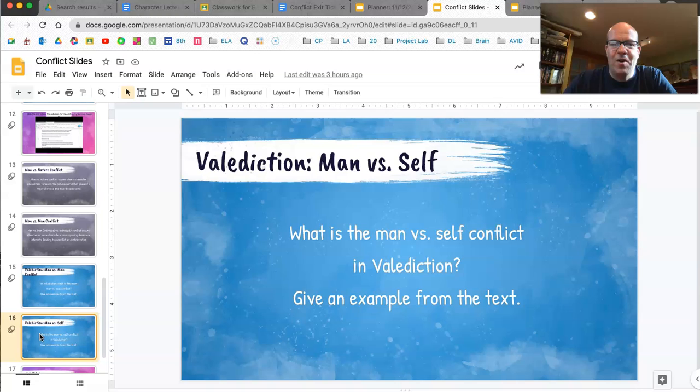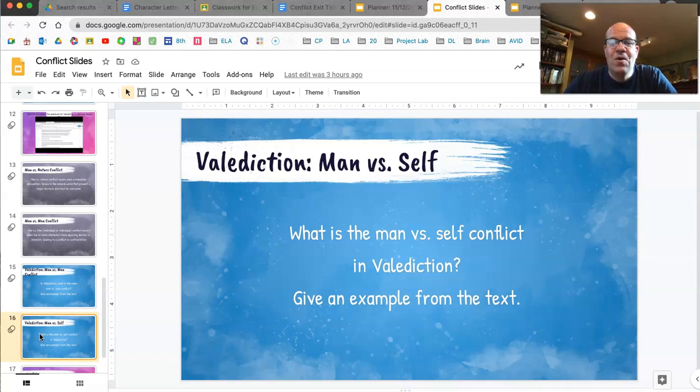Our final question regarding this in valediction, man versus self. The man versus self conflict in valediction, give an example of that. So here we see Pete's kind of internal dialogue. We're stealing. We really shouldn't be doing this. Should I turn myself in? What will happen if I do that? Okay. So we see kind of his internal dialogue throughout.